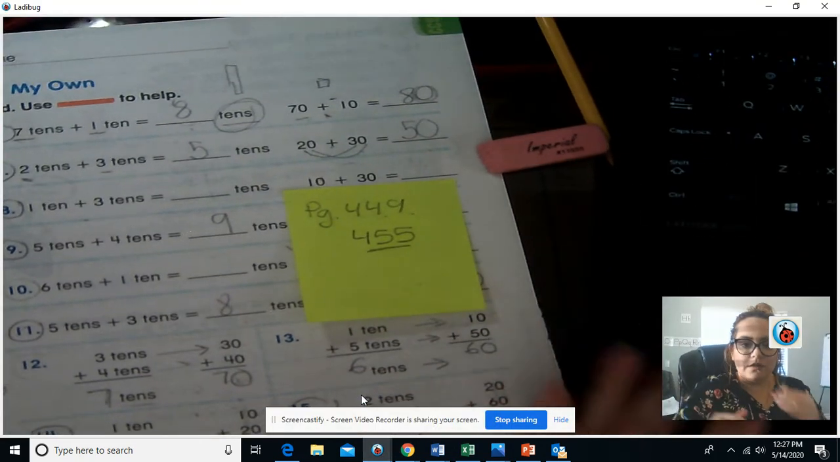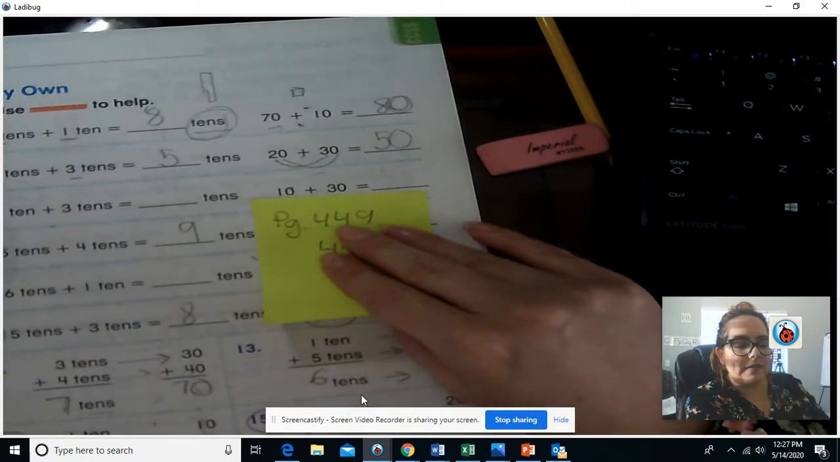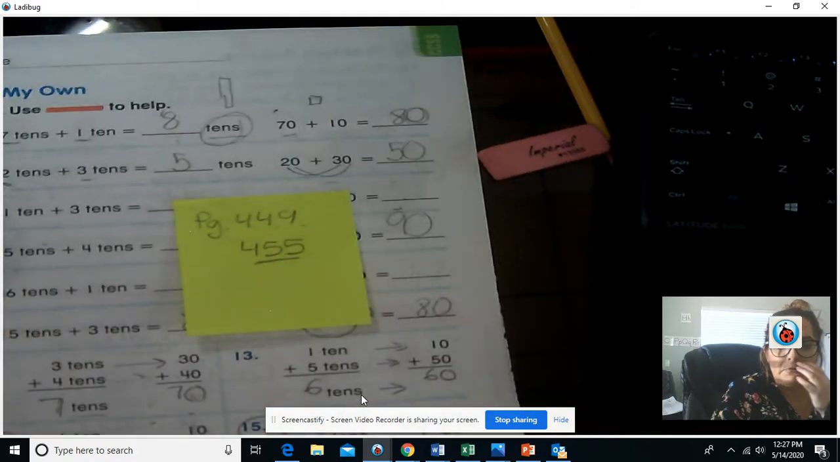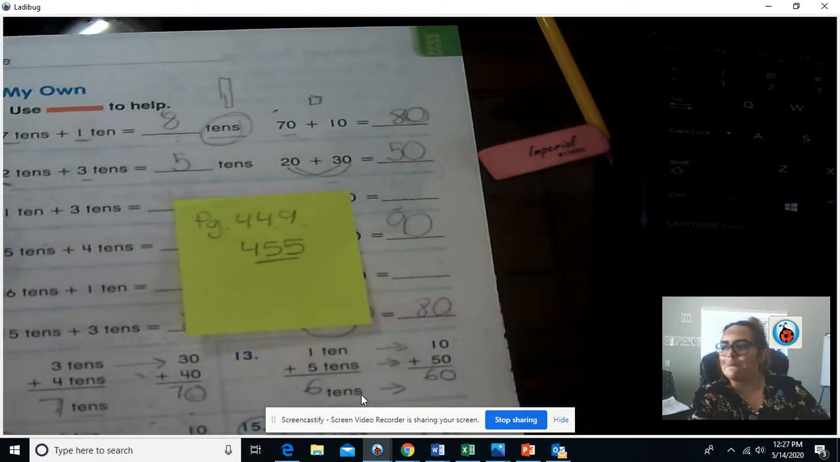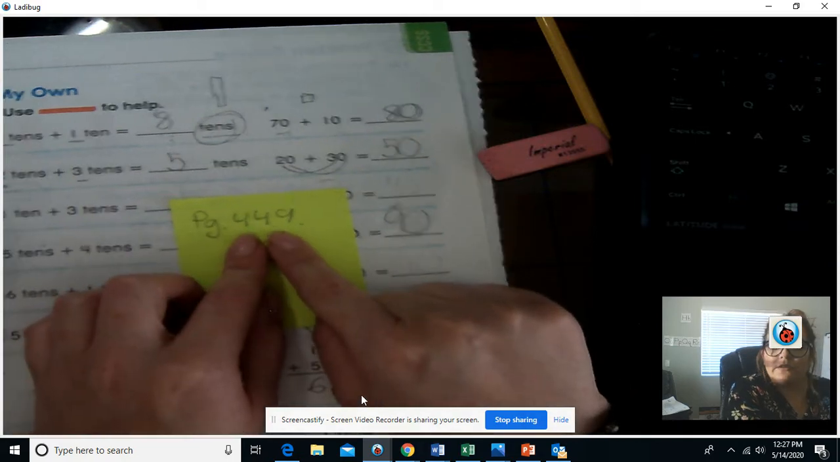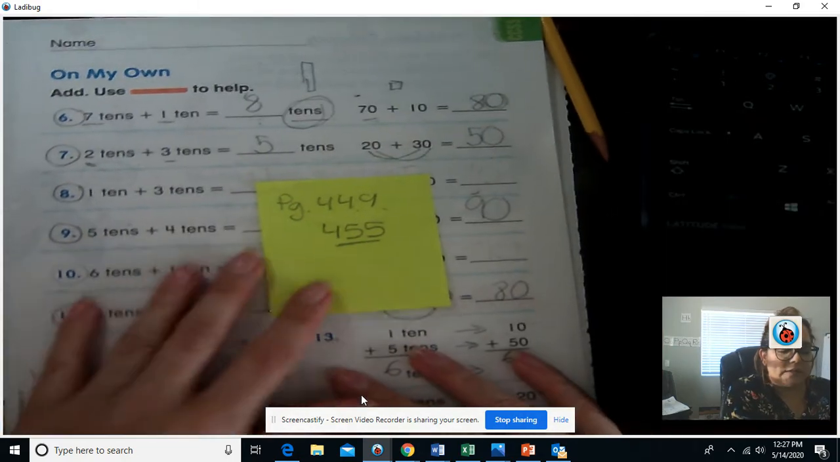Hello, boys and girls. So today we're going to start off our math lesson by checking some of our work that we were responsible for doing independently. So first, you're going to find page 449 in your My Math book. We're going to check some answers.